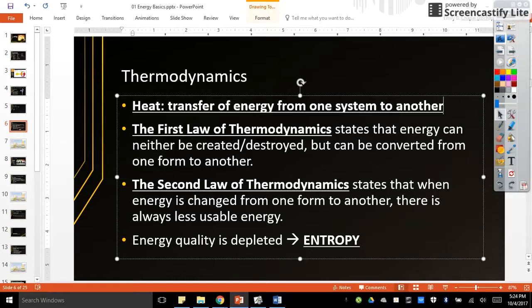And then the second law of thermodynamics is that energy will degrade with use. So you cannot go back to high quality energy when you use it.